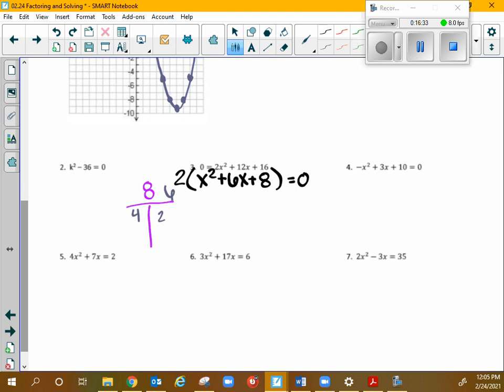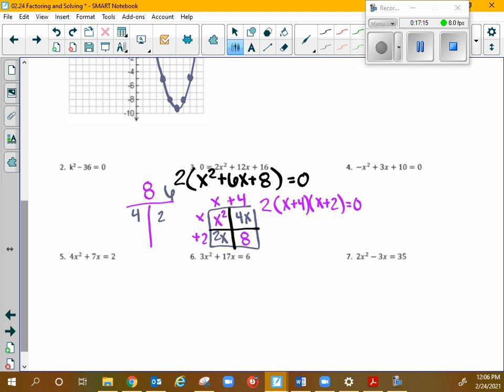So just for the sake of it, I will use the area model. If I have 4x and 2x, let's throw in my A and my C, so x squared and 8. What are the first two values? X. What's the second one on the top? 4. And the second one on the bottom? 2. So my factored form is 2 times x plus 4 times x plus 2 equals 0. So I factored it. I'm down to my last step.